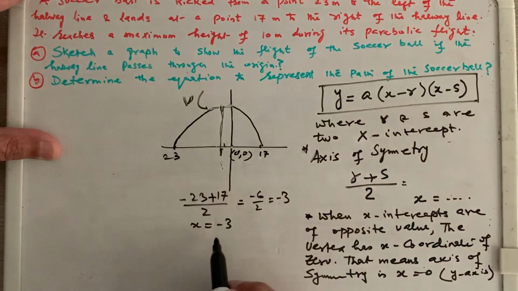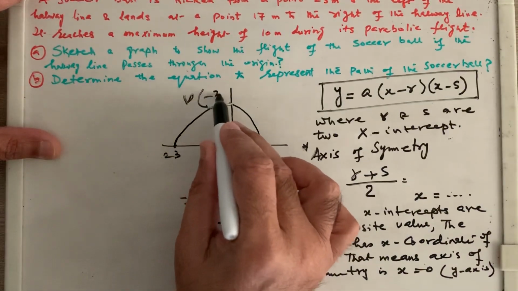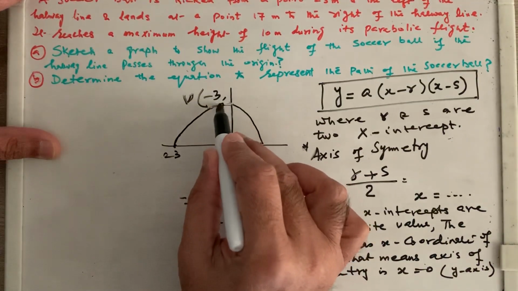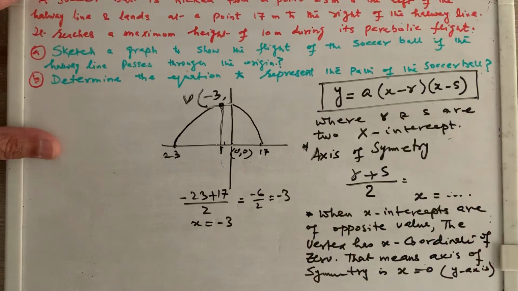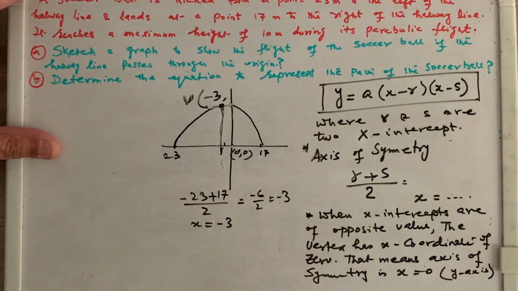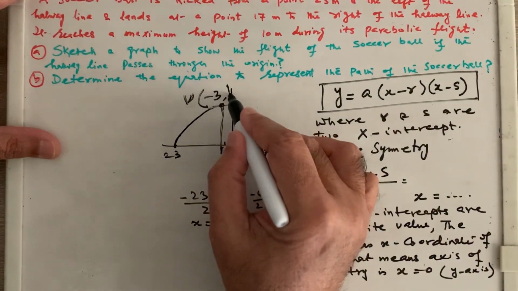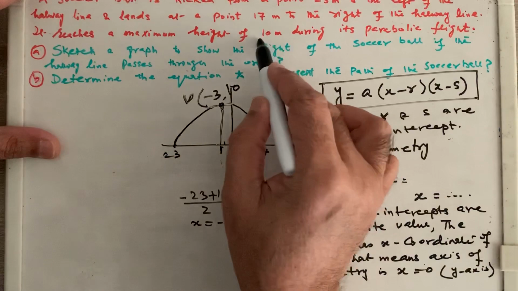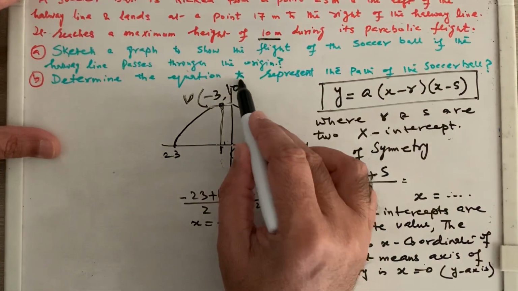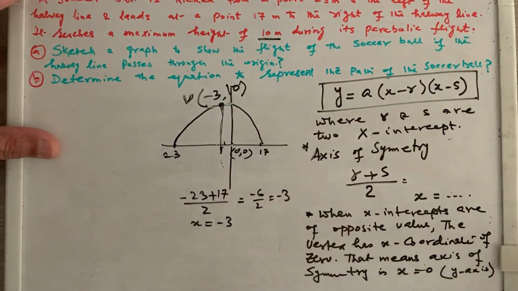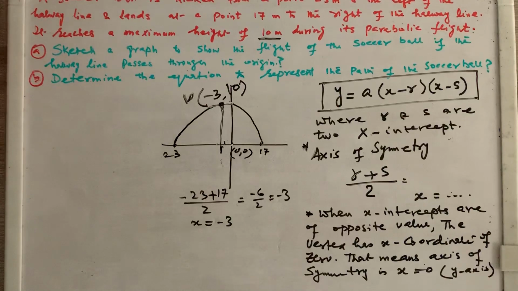The x coordinate is known now, minus 3. What is your y coordinate? What is the maximum it can achieve? What is the maximum it can go? This is given actually. So minus 3 and 10 is the vertex, right? Height of 10 meters. So this is your vertex, minus 3 and 10. If you have 3 points, you can draw your parabola.